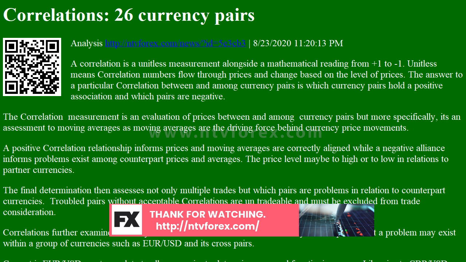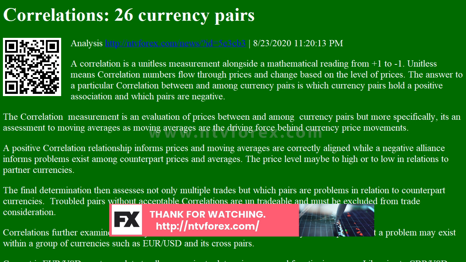GBP NZD fails to not only correlate to GBP USD and NZD USD, but GBP NZD fails to correlate within its group vs EUR NZD and AUD NZD. Clearly a troubled currency pair. EUR NZD the better trade by correlations. EUR NZD vs EUR USD 83%, EUR NZD vs NZD USD 55%, EUR USD vs NZD USD 55%.